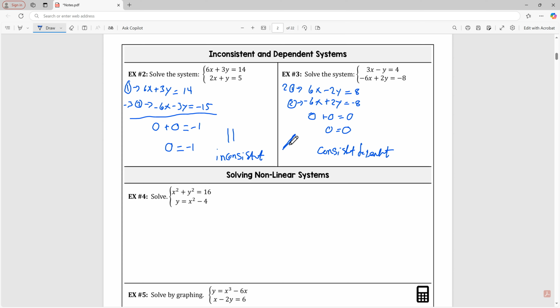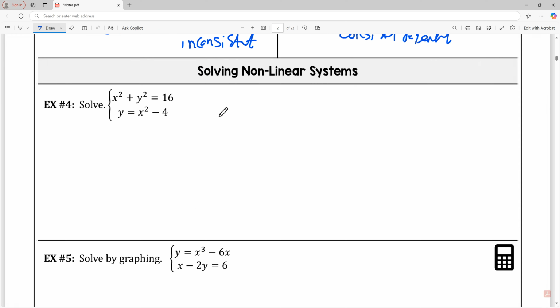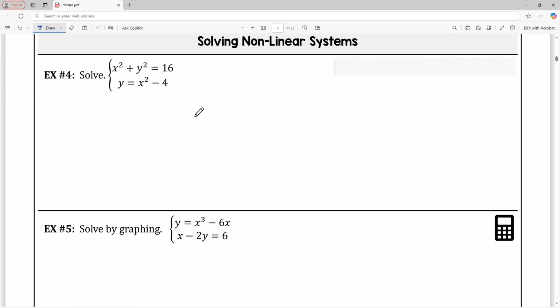Well, you know, we don't have to just stop with linear systems, right? What if we were to look at something a little more interesting? What if I were to have x squared plus y squared equals 16 and y equals x squared minus 4? Here I have two systems that are very similar, but not exactly the same.